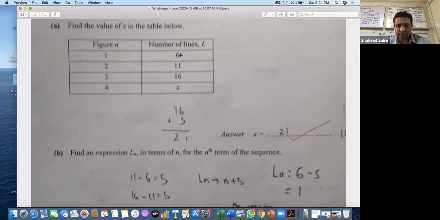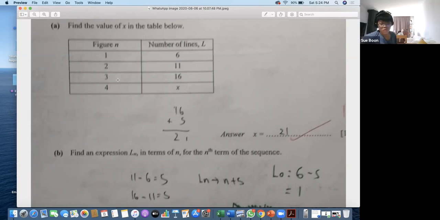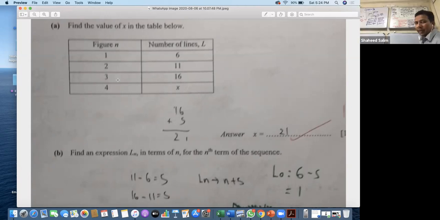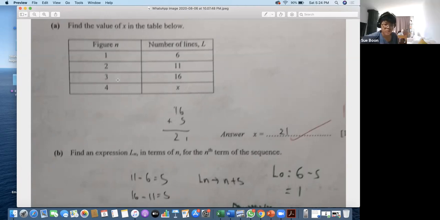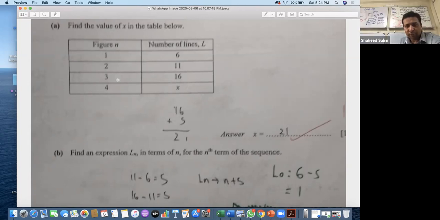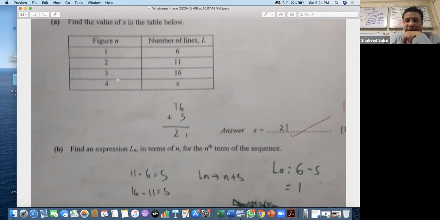1 times 6 is 6. 2 times 6 is 12 minus 1. 3 times 6, 18 minus 2. Do you see a pattern? Yeah, can I use 1 times 5 plus 1? Then 2 times 5 plus 1. Then 3 times 5 plus 1. Okay. Does it work or not? Okay, let's say 4 times 5, 20 plus 1.